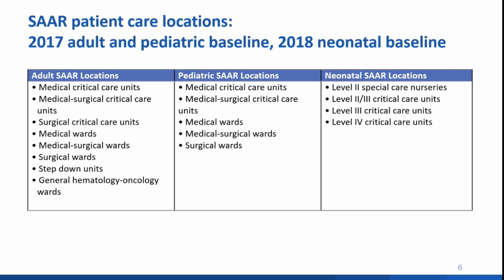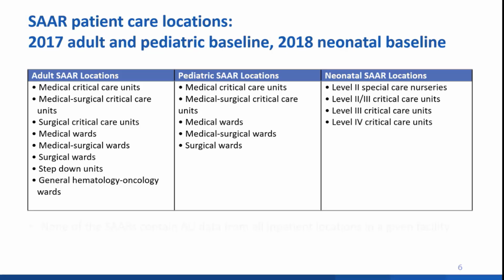The SAAR can be generated for 17 specific NHSN location types listed here, 8 adult and 5 pediatric, both from the 2017 baseline year, and 4 neonatal from the 2018 baseline year. Eligible locations are determined based on availability of data in the baseline year and clinical relevance.